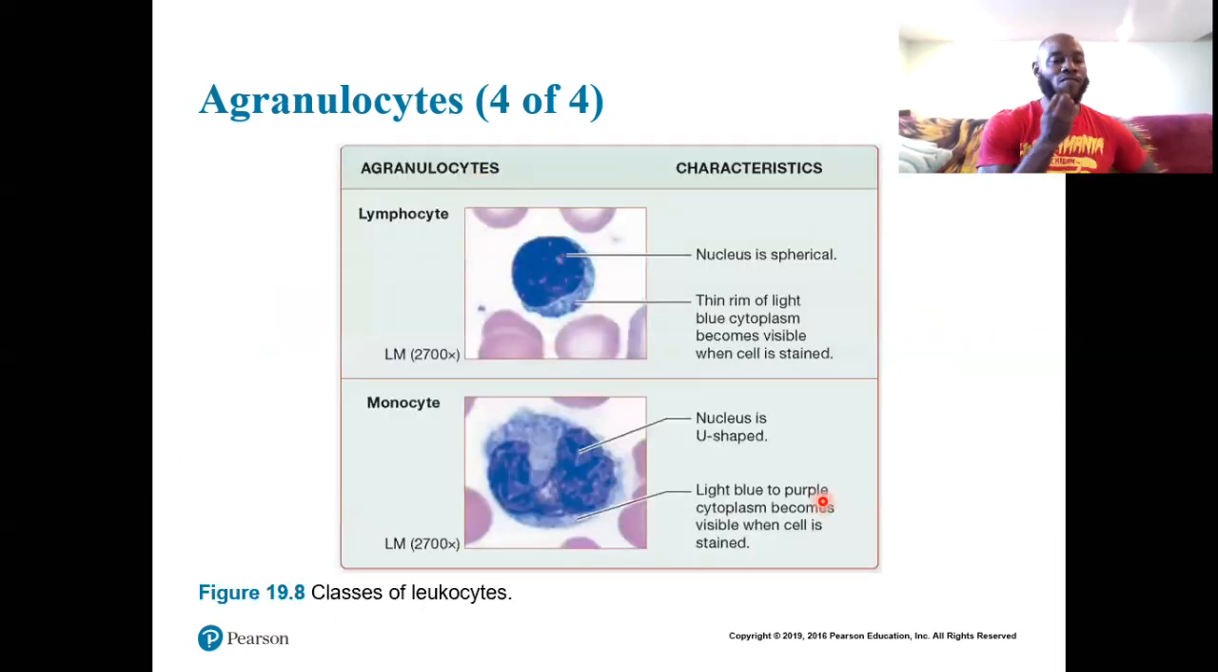All right, so we have lymphocytes, and the lymphocyte, which is your B and your T cells. We also have the monocyte. Okay, that's the different structures there.